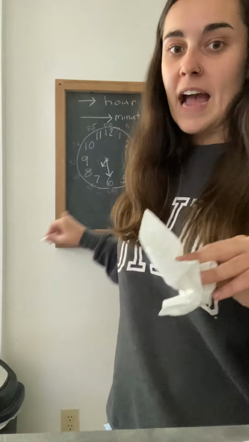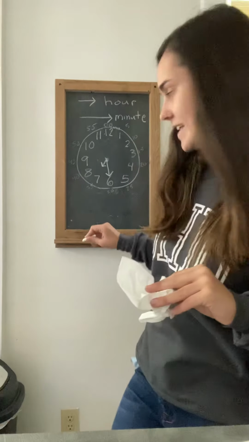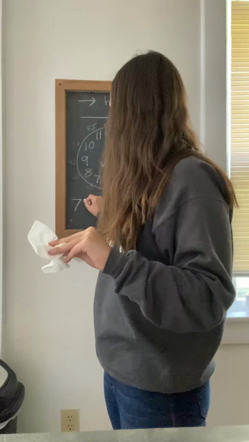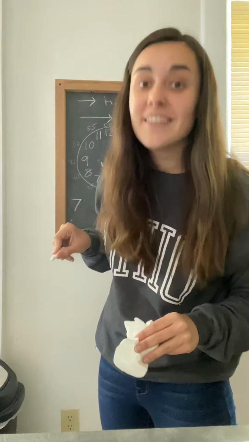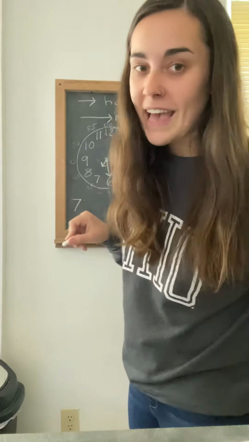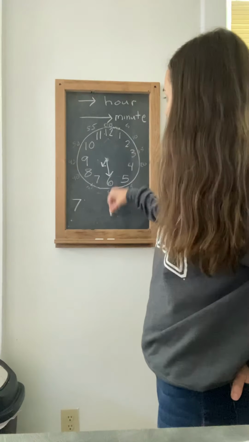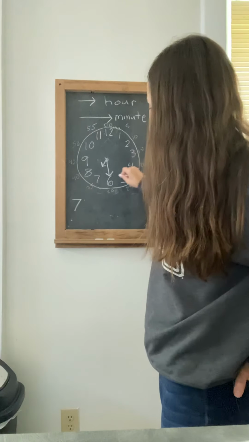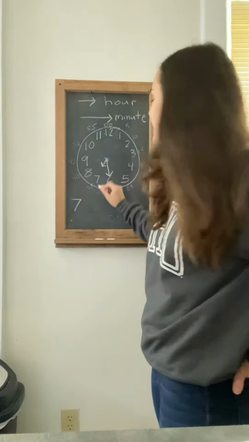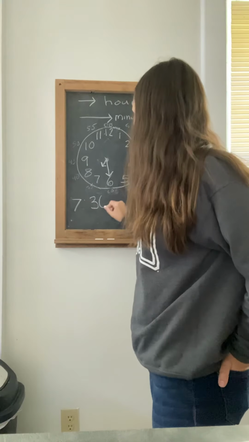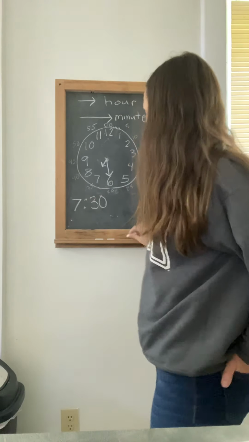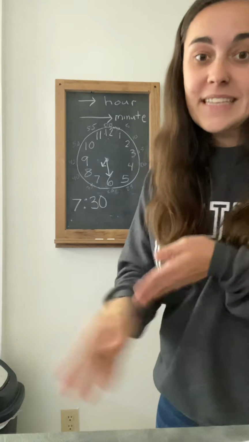What's our hour? Our hour is 7. We always say our hour and count our minutes. So hour is 7. Now let's look at our minutes. 5, 10, 15, 20, 25. The 6 is 30. Good. 7:30, because our minutes are on the 6.